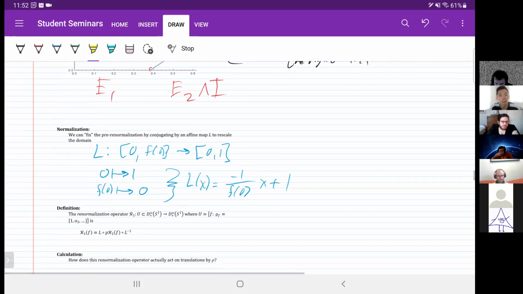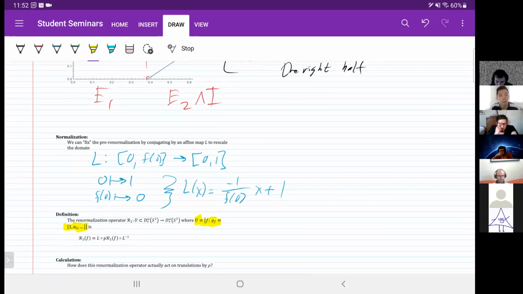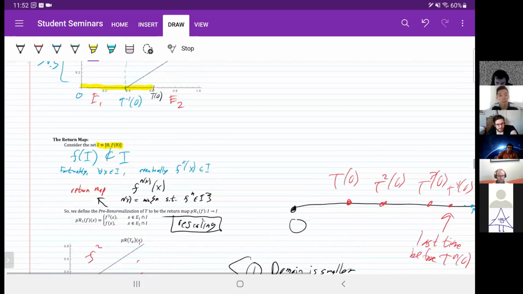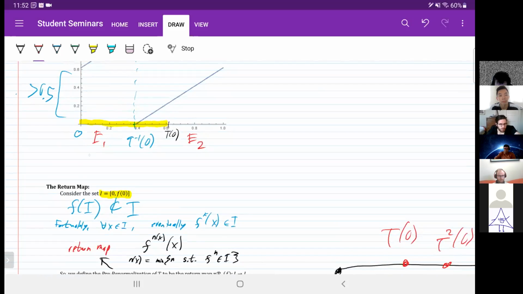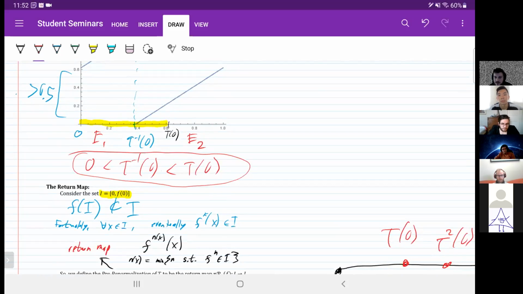There is one thing I haven't explained though, which is what is this condition doing here? What does this have to do with this being 1? I've sort of ignored a detail when I started out here. I drew these 3 points: 0 less than t inverse of 0 is less than t of 0. And actually, this procedure doesn't work unless you have this condition. Not every map satisfies this, so I need to assume that this holds.